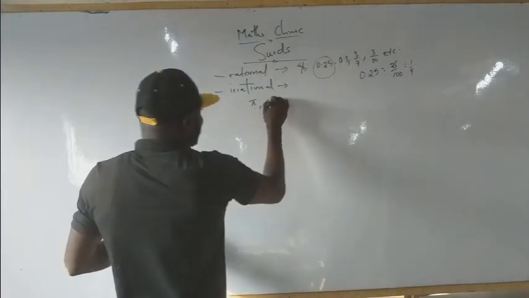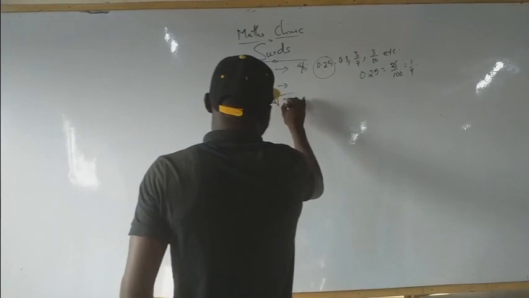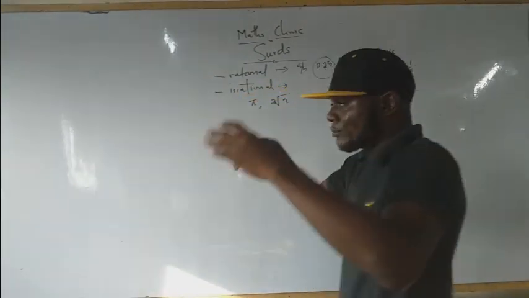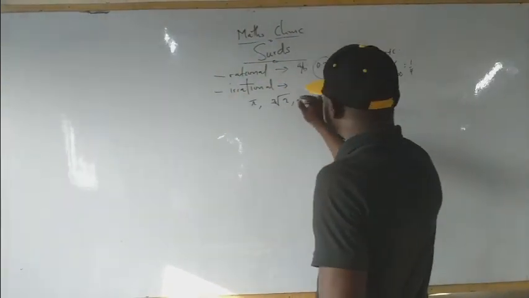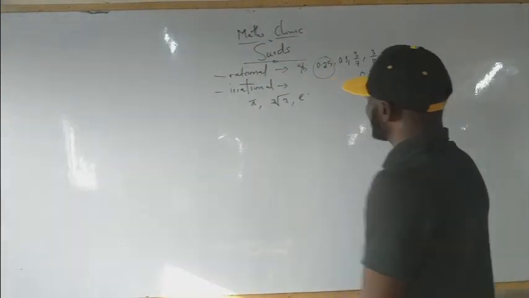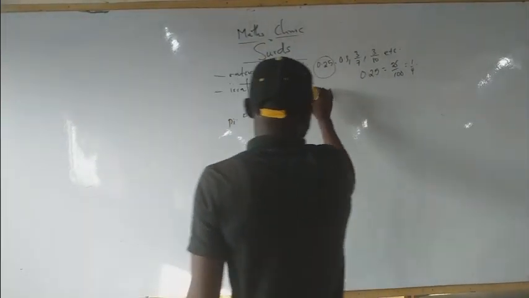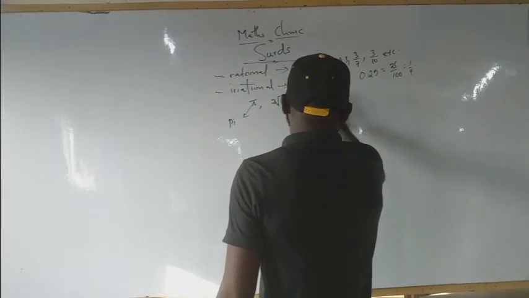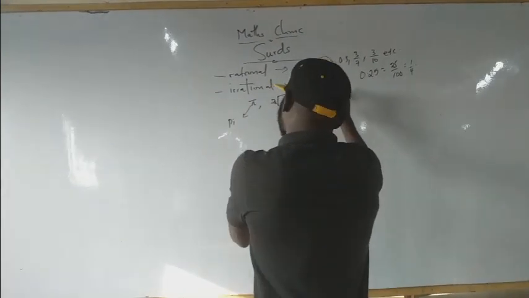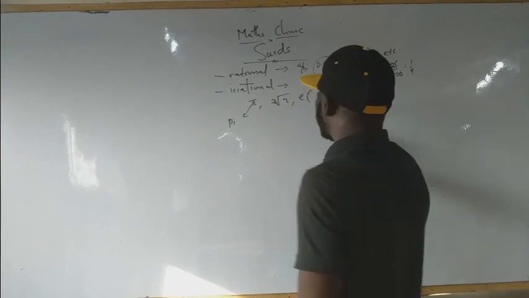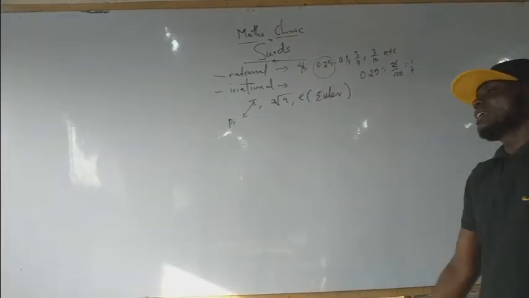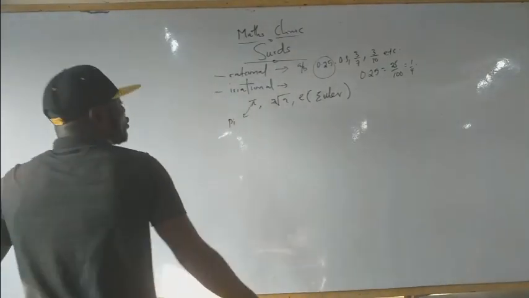We also have the cube root of 2, which will also give you an irrational number. And we have this, which is pi. And this is what we call Euler's constant, which is 2.718 and so on. Okay? So that is that.